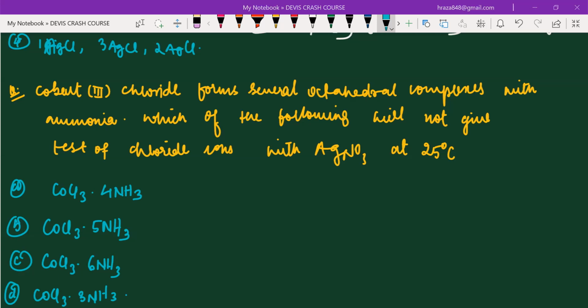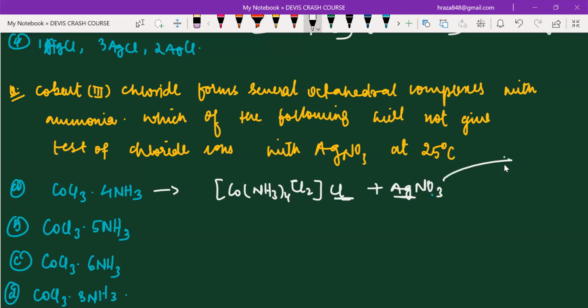Not getting? Okay, so see, if you make this a complex, you can write [Co(NH3)4Cl2] and 1 Cl will come outside, and if you react this with AgNO3, it will give AgCl. That means it will give the test of chloride ions. If you ionize it, you will get Cl minus. That shows the test of chloride. So choose the one which does not ionize, which does not have Cl minus.